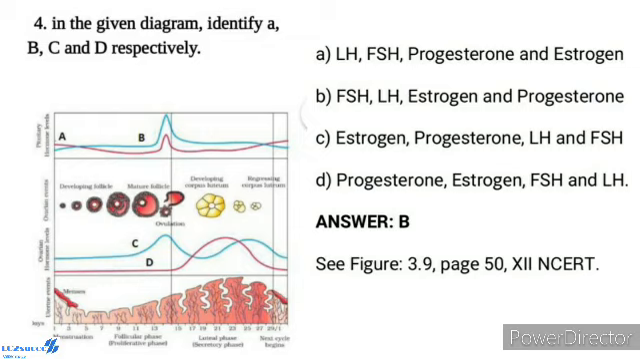Question number 4. In the given diagram, identify A, B, C and D respectively. Shown in the diagram, diagrammatic presentation of various events during a menstrual cycle. The reproductive cycle in the female primates, for example monkey, apes and human being, is called the menstrual cycle. The first menstruation begins at puberty and is called menarche. In human female, menstruation is repeated at an average interval of about 28 or 29 days, and the cycle of events starting from one menstruation till the next one is called the menstrual cycle.